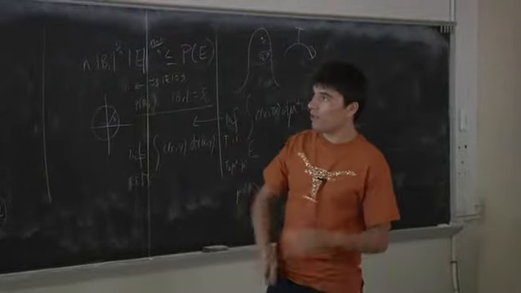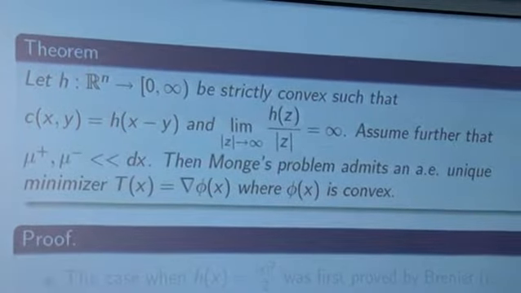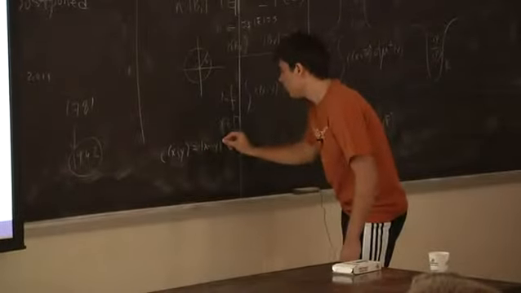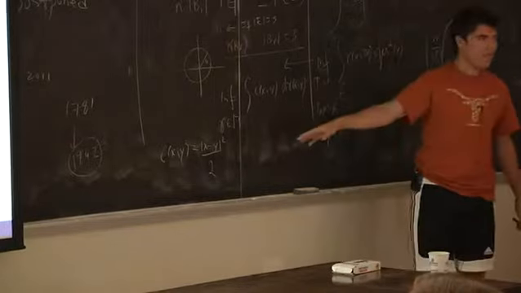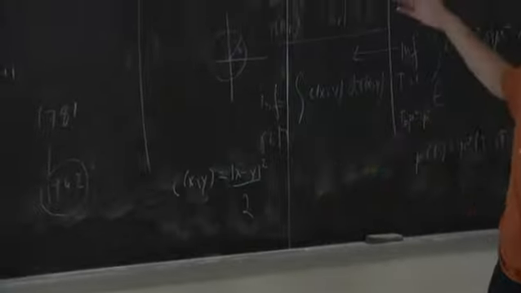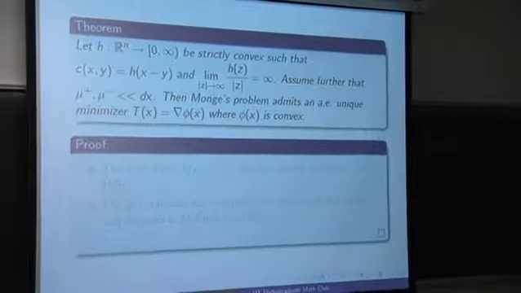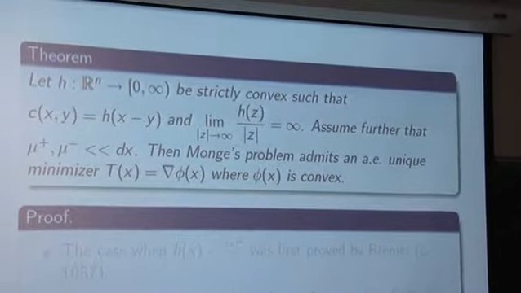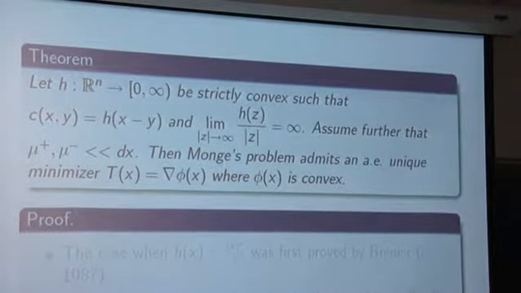But anyway, here's a theorem that says that if you have a strictly convex cost function, for the cost function, just always think of it as a quadratic. That's the nicest cost function you can imagine. Then the Monge problem is well posed, and up to a set of measure 0, the optimal transport map is actually unique. And it's also the gradient of something convex. And you'll see how this property will help us prove the isoperimetric inequality.